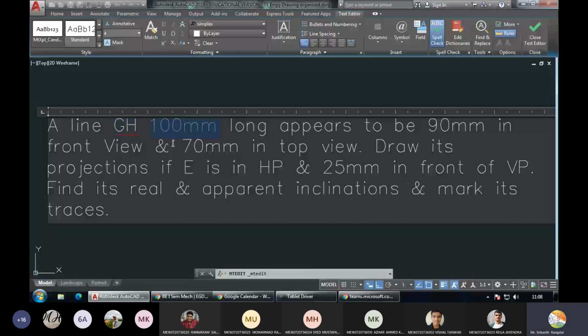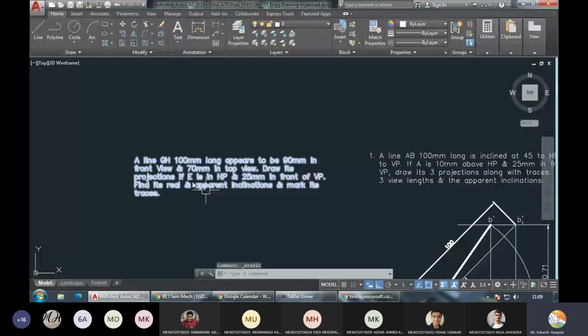But he says it appears to be 90 mm in the front view, which means even though the length of the line is 100 mm, it is not appearing as 100 mm. What is it appearing as? It is appearing to be 90 mm. In which view? Front view, sir. So which line should we draw here?